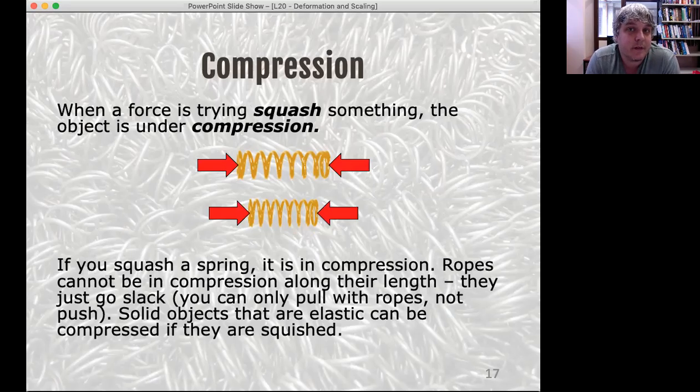Again, if it's elastic, then that object will compress slightly, it will deform slightly, but you can have very rigid objects that can still be under compression and barely noticeably deform. So tension and compression is simply whether the forces on the object are trying to squash it or stretch it.